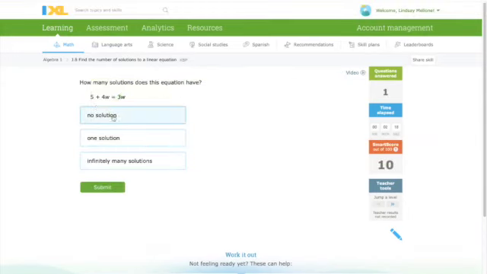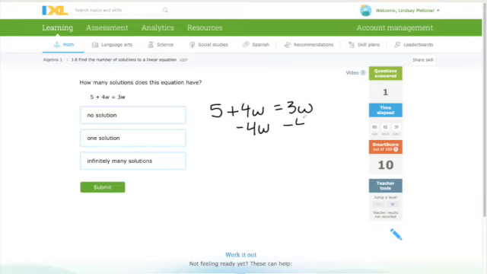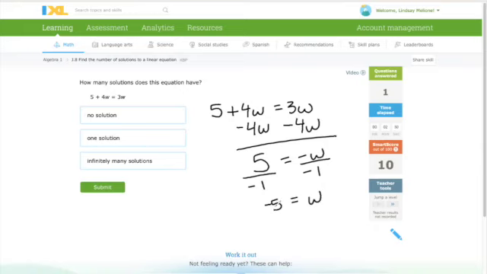Okay. In this problem, we've got to solve for W. So there's a little bit more work than the last problem. We've got 5 plus 4W equals 3W. I'm going to start by combining my variables. So I'm going to bring my variables to the right side, which means I'm going to subtract 4W from both sides. That will leave me with 5 equals -W, which when I divide by -1, I get W equals -5. That is one specific solution, which means I'm going to choose one solution.